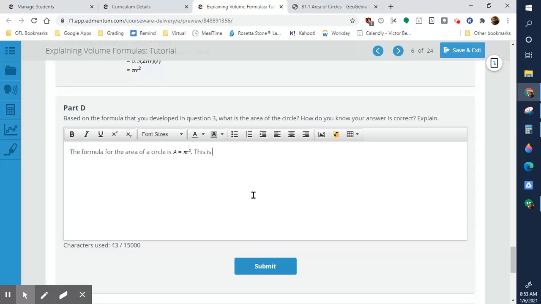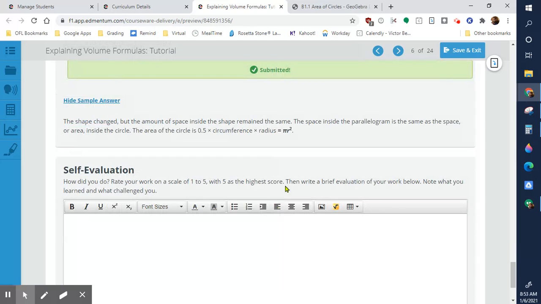This is done by substituting values from our observations in GeoGebra. Perfect. Alright, so it's done by doing substitutions.